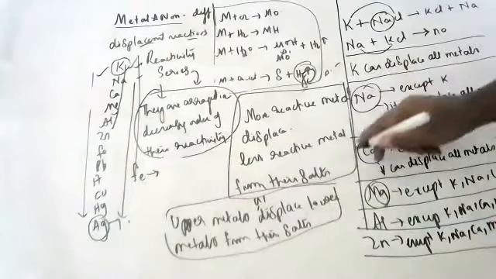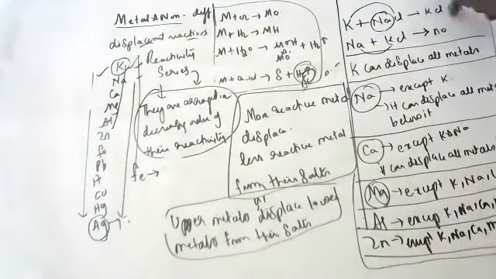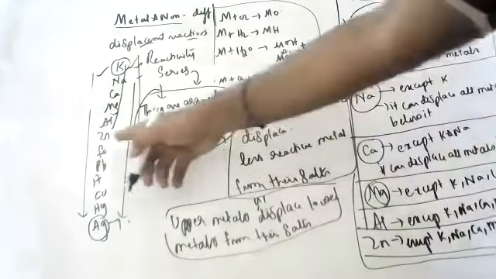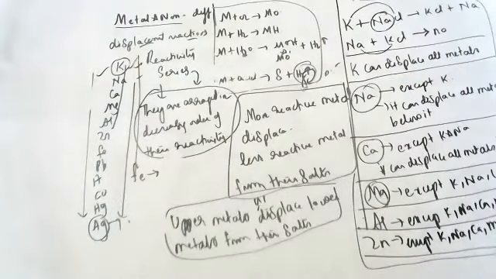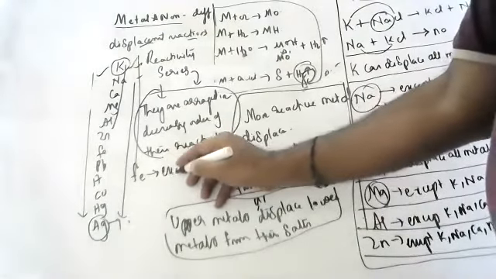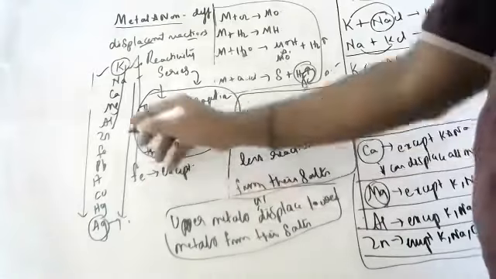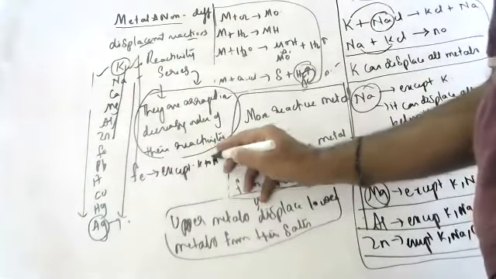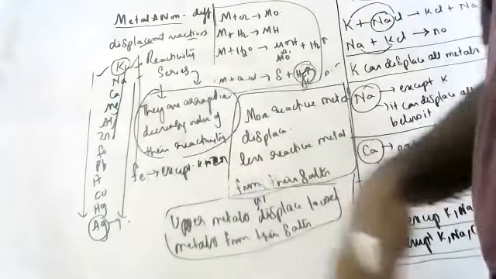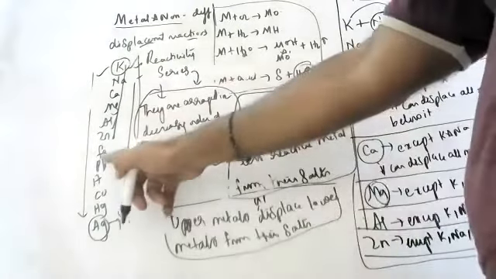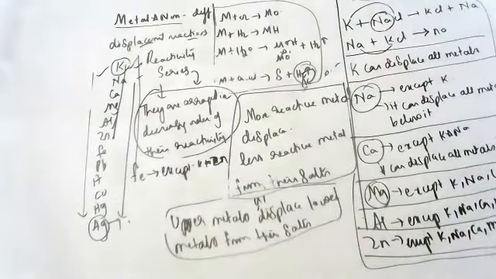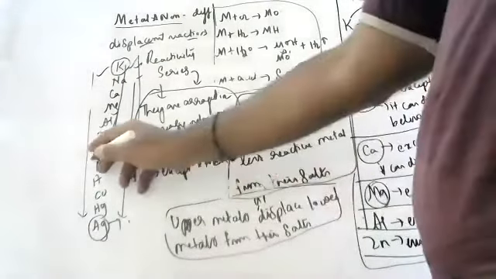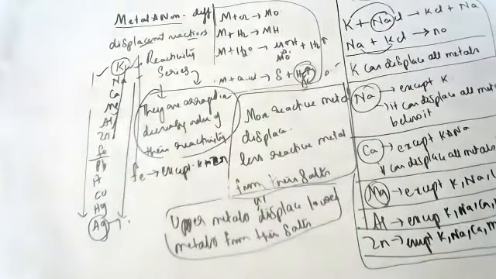Okay, children, so like this it happens. So you all understood. Surya can tell about iron. Sir, except potassium, sodium, calcium, magnesium, aluminium, and zinc, it can displace all metals below it. What about lead? Except potassium, sodium, calcium, magnesium, aluminium, zinc, and iron, it can displace all metals below it.